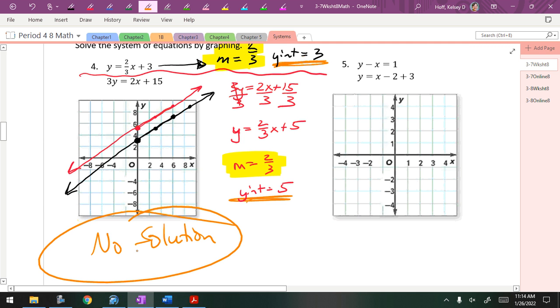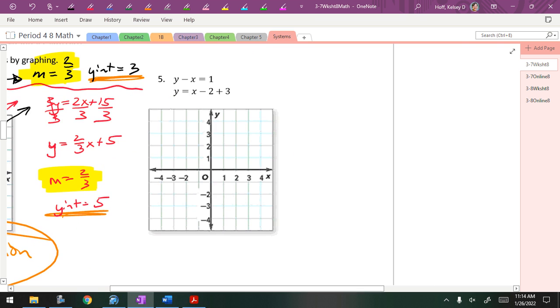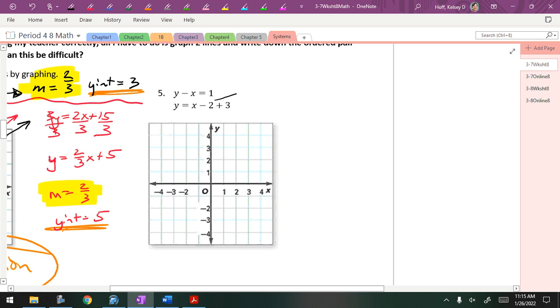Okay, so that's not that bad, right? What other curveball can she throw us? Let's go to the next one. First question I ask myself, is y by itself? Y is not by itself. What's with it? A negative x. What's the opposite of a negative x?